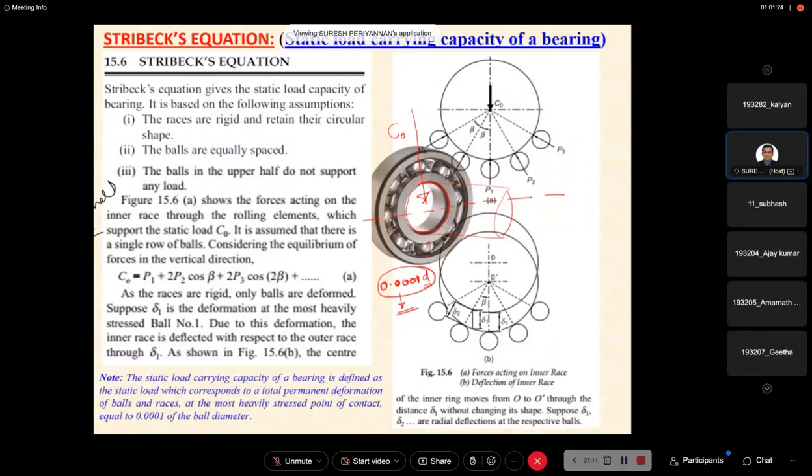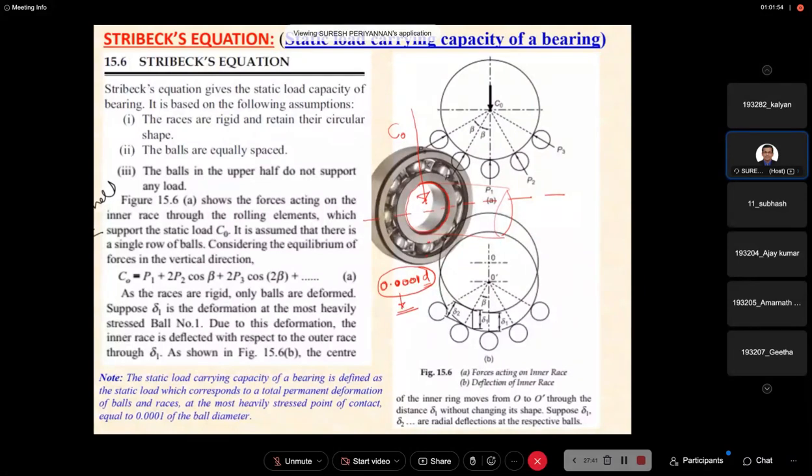Now we discuss the static load carrying capacity equation. How do we find the static load carrying capacity? The person who developed the concept is Stribeck, and it is called Stribeck's equation. He developed the concept and the equation for finding the static load carrying capacity of roller bearings.